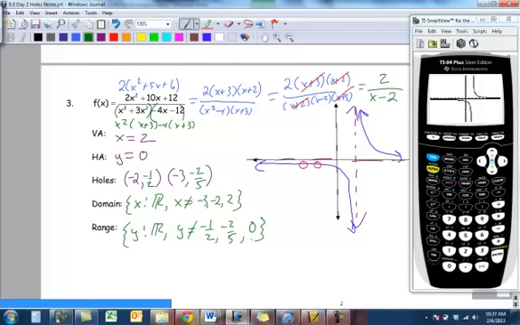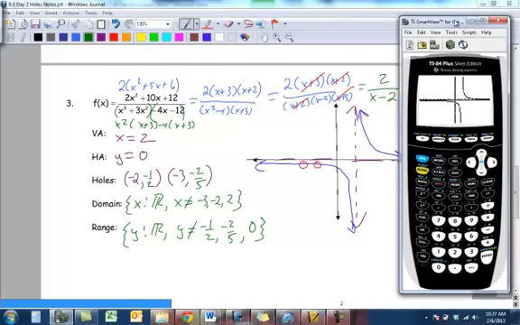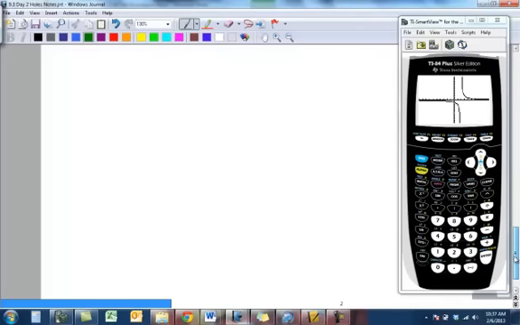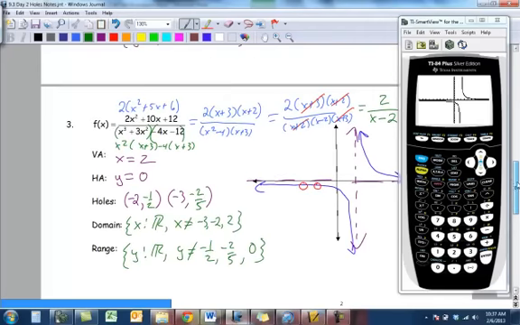All right, so holes are just a couple of extra steps. You got to factor. If something cancels, it makes a hole. If it remains in the denominator, that is still a vertical asymptote.